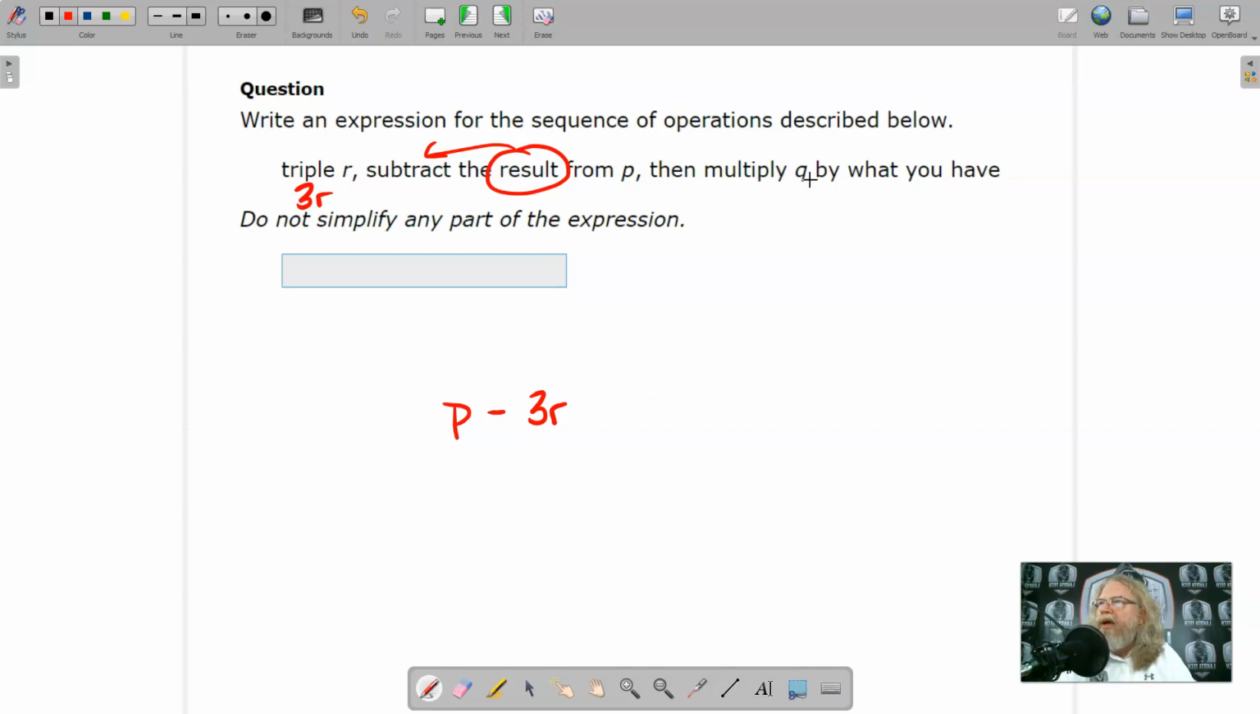Then multiply Q by what you have. So first we have to do all this. So let's put parentheses so we hold it there. And then multiply all that by Q. We could put the Q on the tail end, or we could put it on the front side. I kind of like it on the front side. So let's type Q, parentheses, P minus 3, the letter R, parentheses, and hit enter.